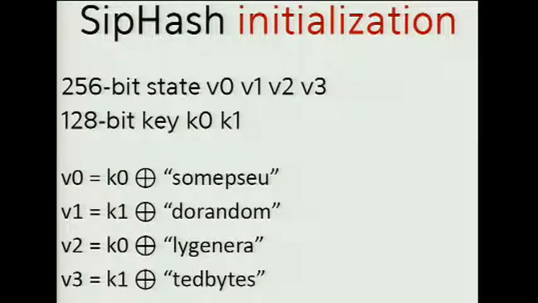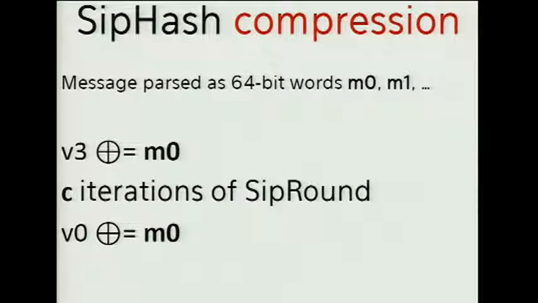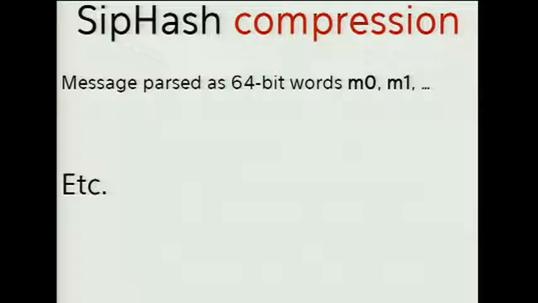It doesn't matter much. We just want something that is not the same values, but it's easy to remember. So then you have an input of arbitrary length. You parse it as a sequence of 64-bit words. And you first XOR M0 to V3. You perform C iterations of a function called SipRound. And then you take the same message block M0 and XOR it to V0. You do the same for M1, M2, and so on and so forth.